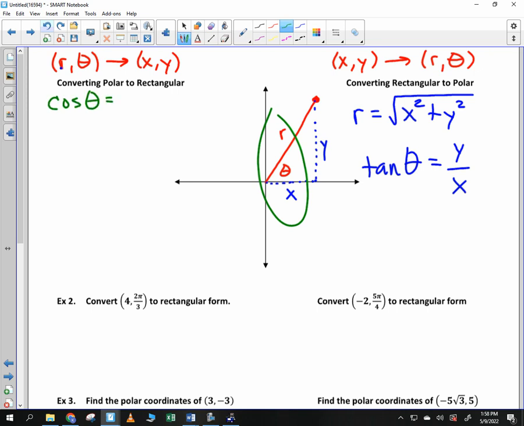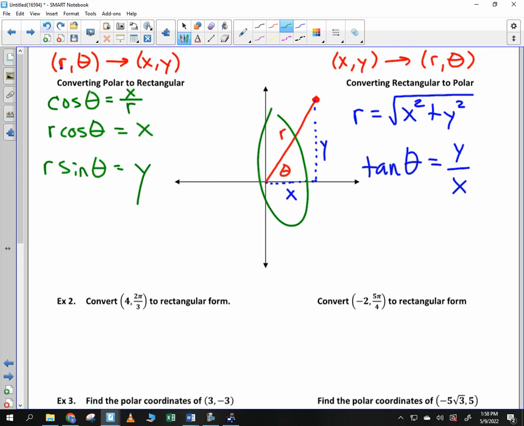Cosine of theta is equal to the adjacent, which is x, divided by the hypotenuse, which is r. If I want to solve for x, I multiply both sides by r, and I get r cosine of theta is equal to x. Anybody want to guess what I do to get y? R sine of theta is equal to y. And so those are the conversions that we use in order to convert back and forth between polar and rectangular.